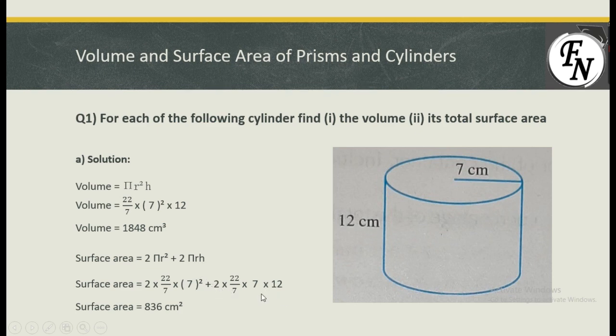Then we will use the bottommost. First we will simplify this, and then this, and then after that we will add them up to get 836 centimeter square, which would be the surface area in this case.